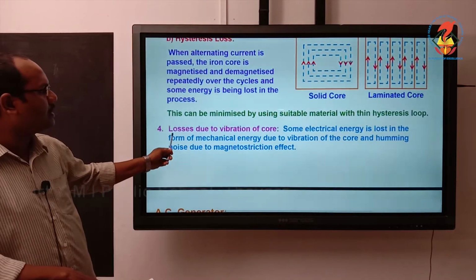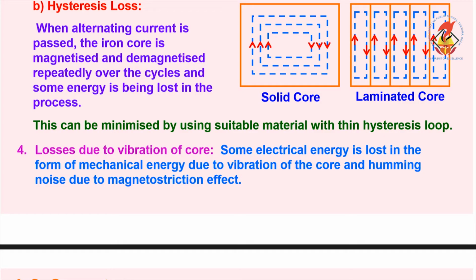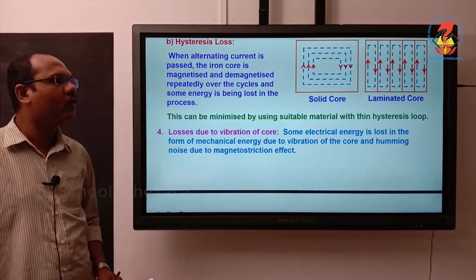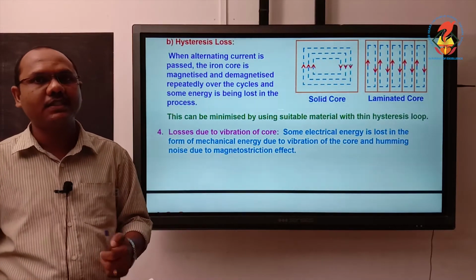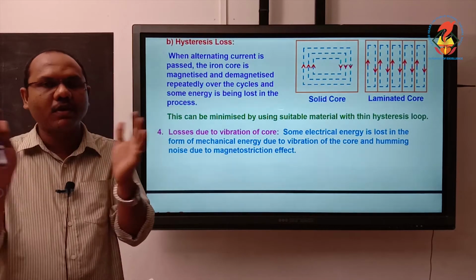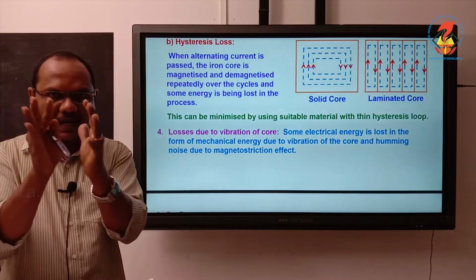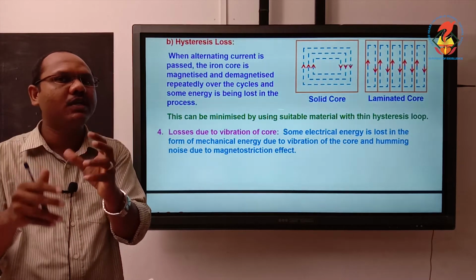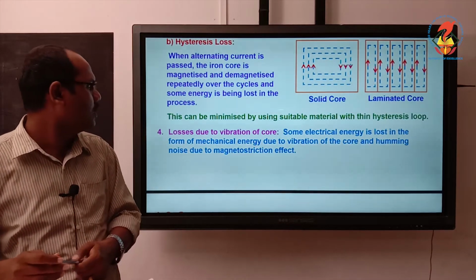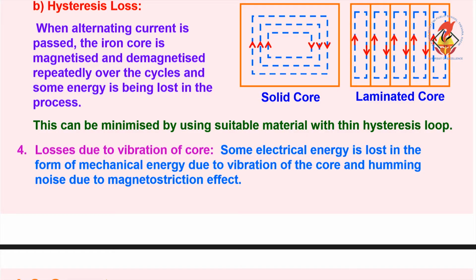And the last thing is vibration of the core. Due to the continuous magnetization and demagnetization, the transformer core vibrates. Due to the vibration, some sound will be produced, so mechanical energy is lost as sound. That is called loss due to the vibration of the core. It is also called humming noise.